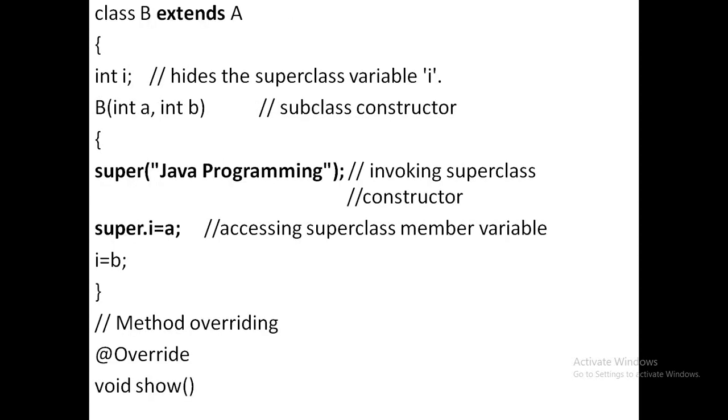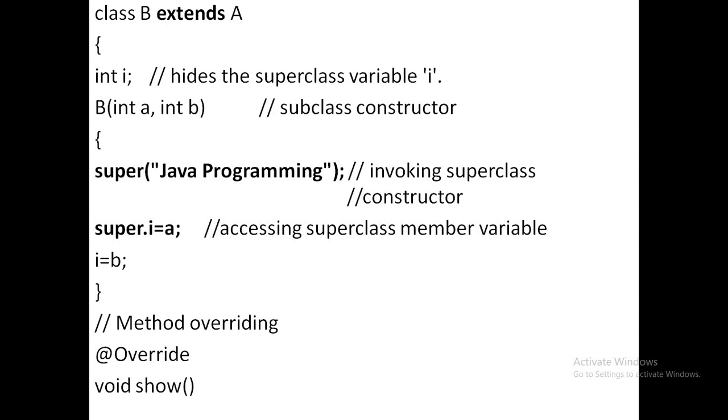Now let us create a subclass for the superclass A. So subclass B is extending the superclass A, and it has the integer I variable, and also there is a subclass constructor in which two integer parameters are being passed. Following that, using the super keyword, we are invoking the superclass constructor, and also we are accessing the member variables of the superclass.